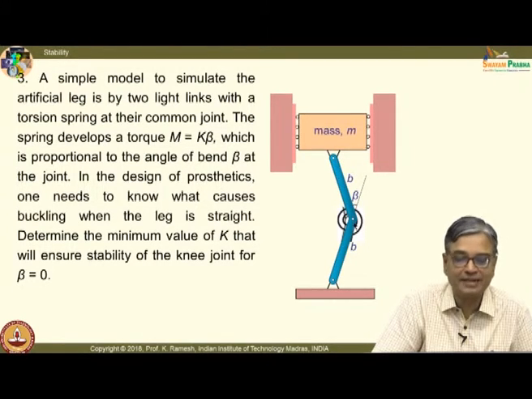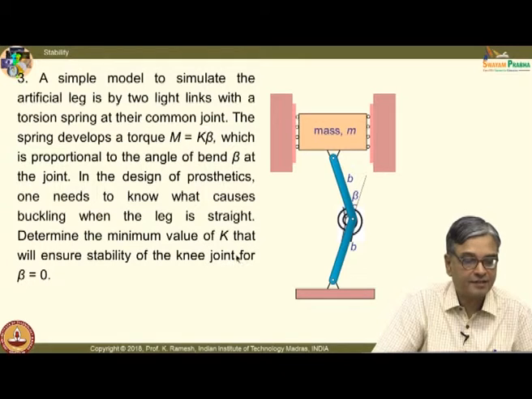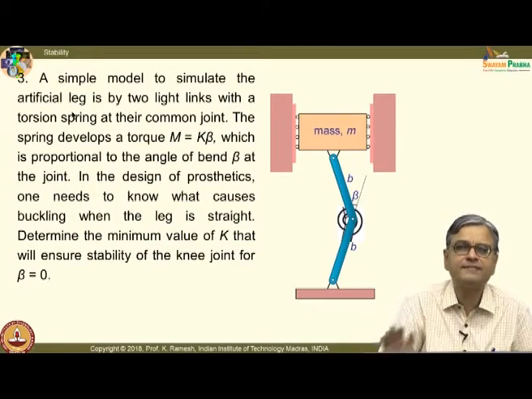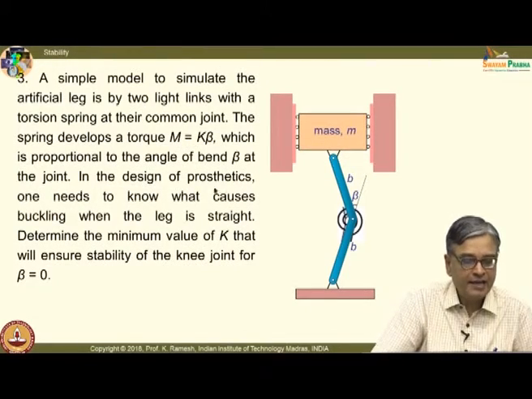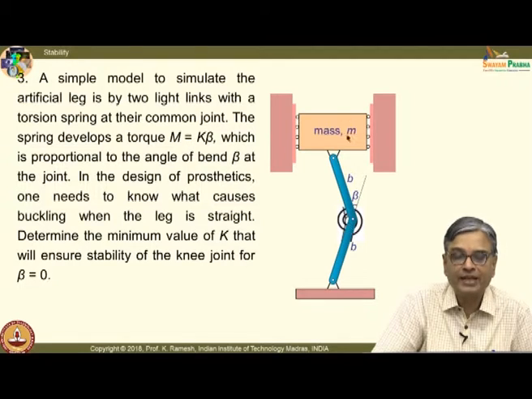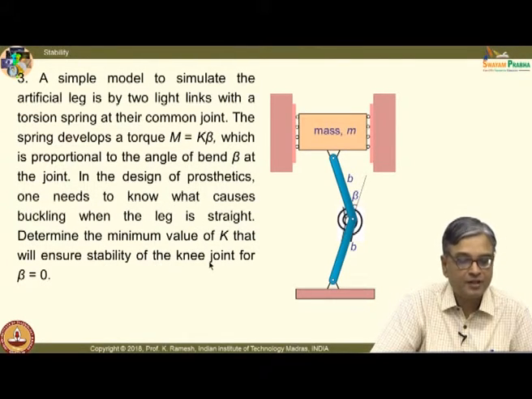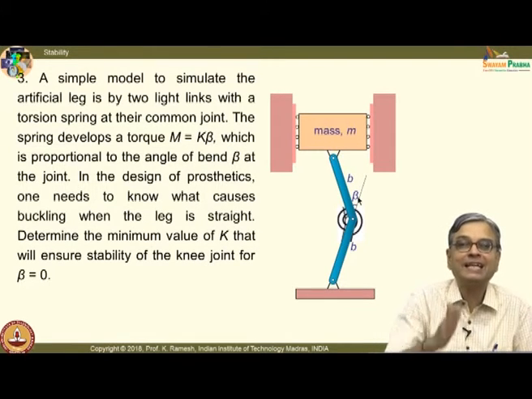See, the problem is basically a symmetric problem, that is how we have modeled it, and that is why it says a simple model to simulate the artificial leg. It is a very simple and crude model, gives a very nice problem in this course to solve. The idea is, what should be the spring stiffness for a given mass, so that we would be in a position to ensure stability for the knee joint when beta equal to 0. When the leg is straight, what should be the minimum value of the spring stiffness?